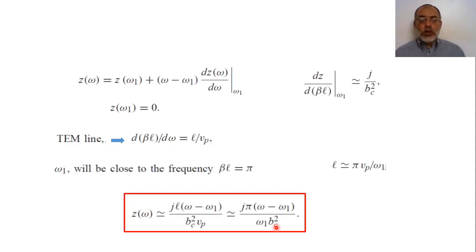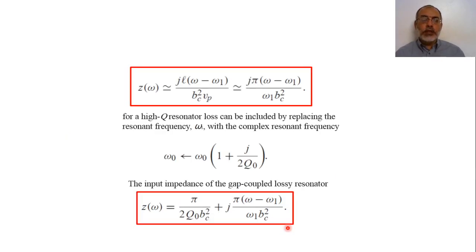If we note, all these calculations assume that the resonator is lossless. What will be the situation if we have small losses in the resonator? If we have small losses in the resonator, we can replace omega 1, the resonant frequency, by the complex omega, which includes the quality factor of the resonator. So for a high quality factor resonator, losses can be included by replacing the resonant frequency, which here is omega 1, by the complex resonant frequency.